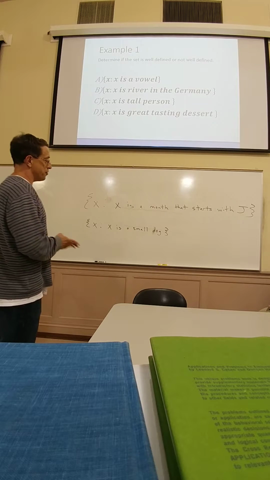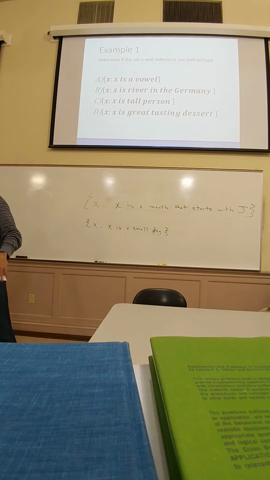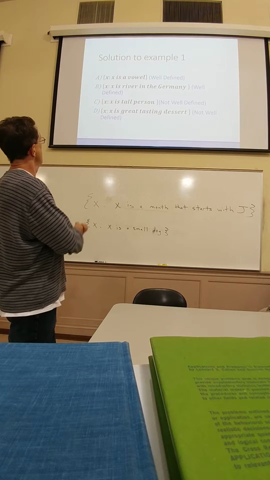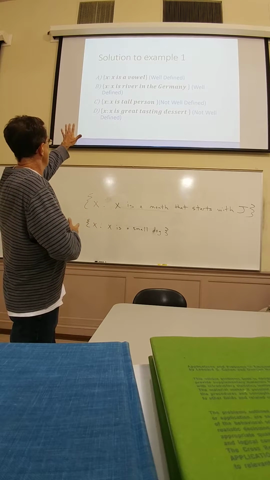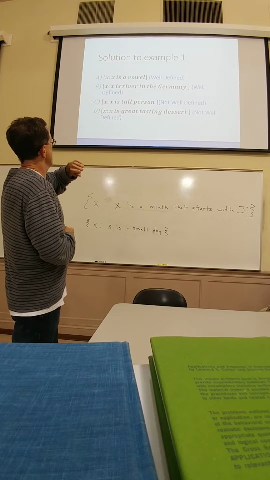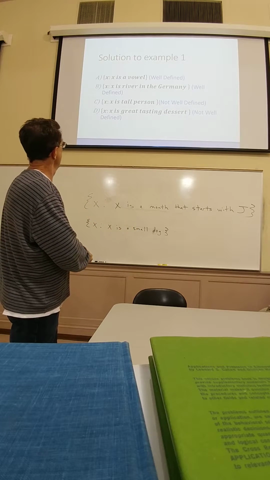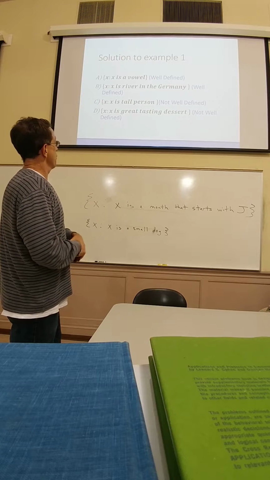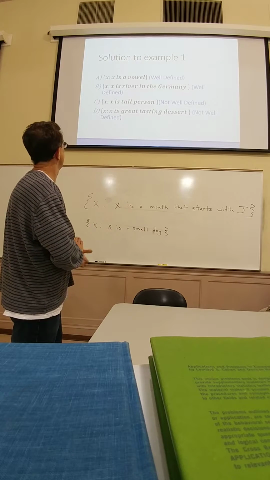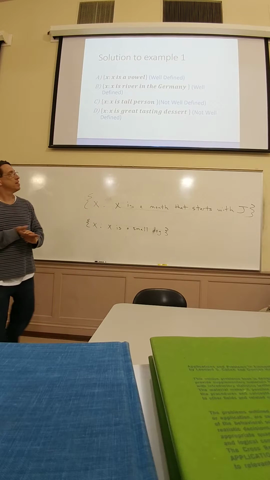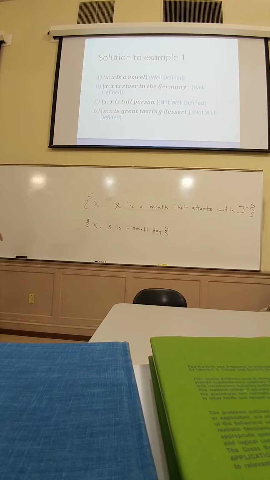But looking at the last two, clearly those have some ambiguity or unclarity to what the elements are. For example, X such that X is a tall person, or D, X is a great tasting dessert. So those would be examples of sets that are not well defined.